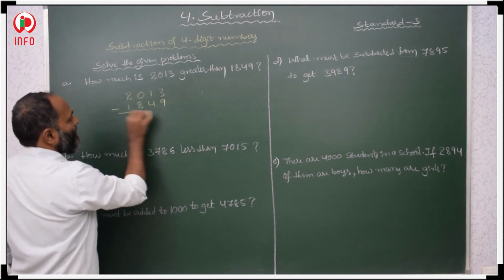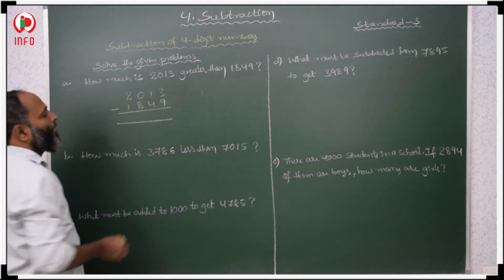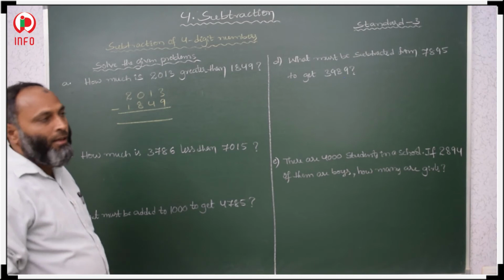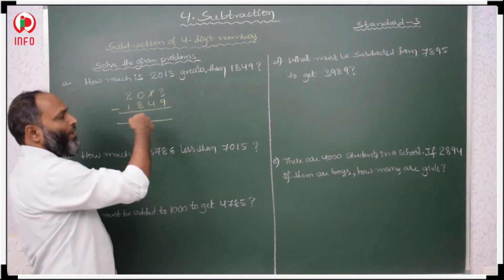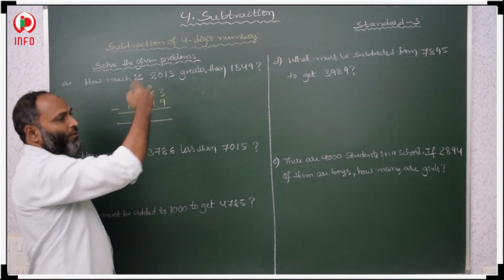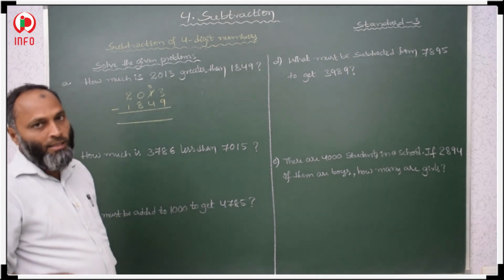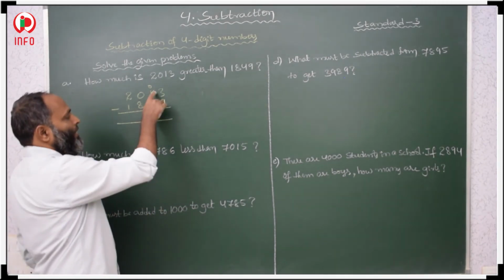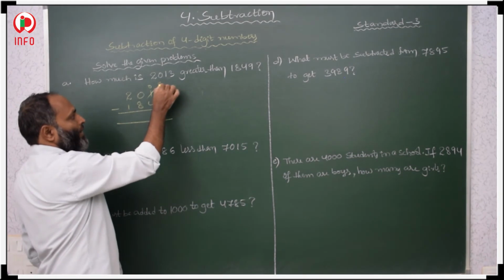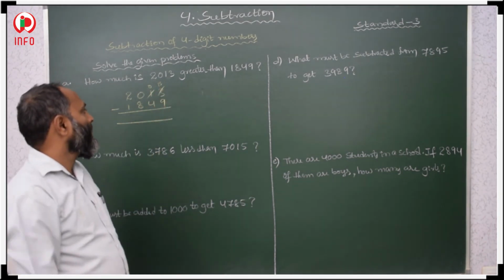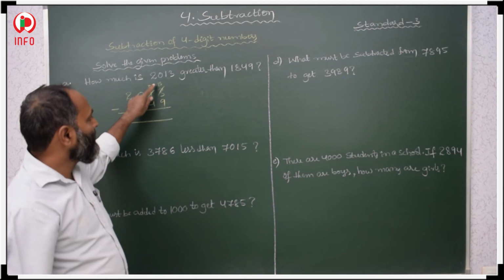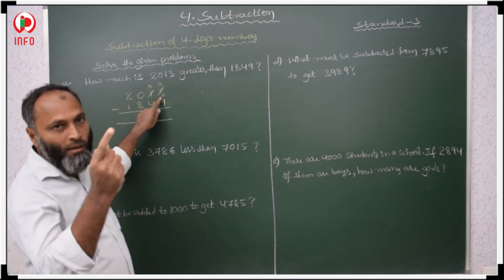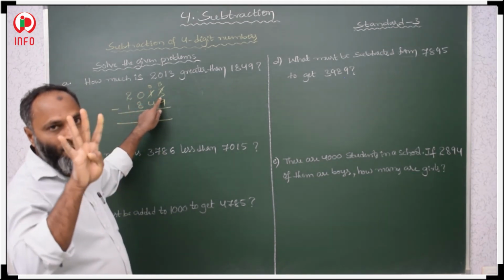1849. Then 3 minus 9, it's not possible. Borrow 110. So here 110 is there, so that 110 we are borrowing, then nothing is left, 0. So 110 means 10 plus 3, 13 we will get. 13 minus 9, that means from 10 to 13 we have to count: 10, 11, 12, 13. 4.